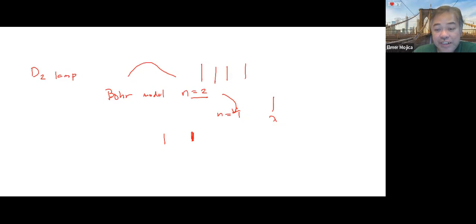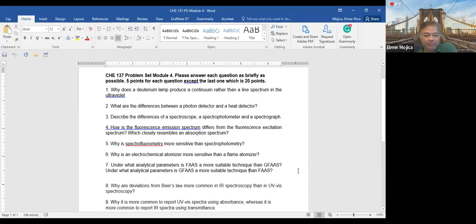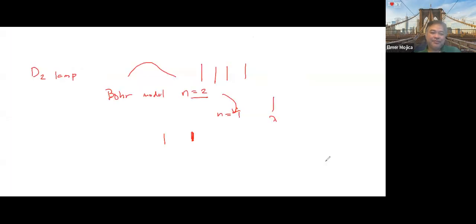Now, kung mag-behave sila kagaya yung usual na na-excite tapos nagbabalik sa ground state, then you have a line spectra. Hindi continuous yung energy source mo. Yun yung advantage ng deuterium lamp. So, photon detector and heat detector. Ano yung difference ng dalawa aside from the wording? They're both detector. Right?